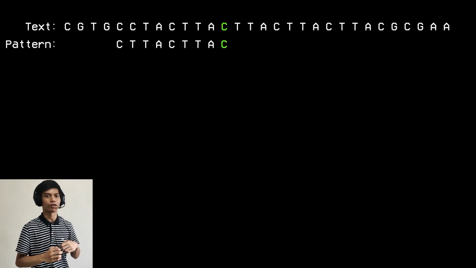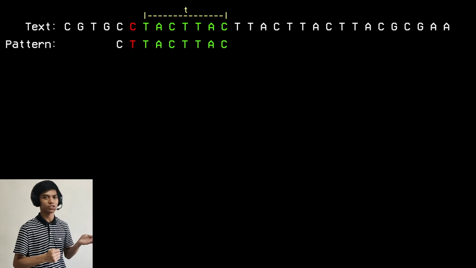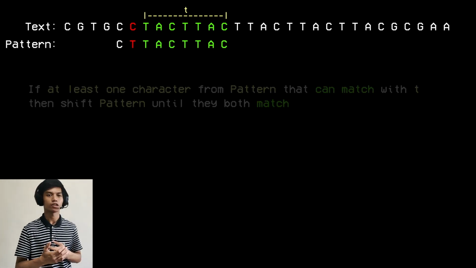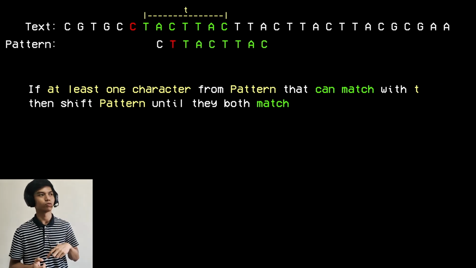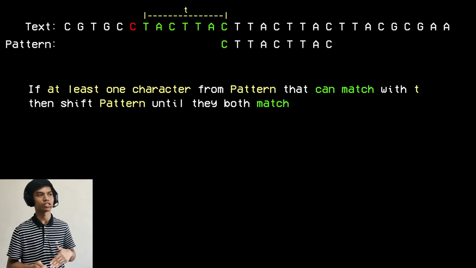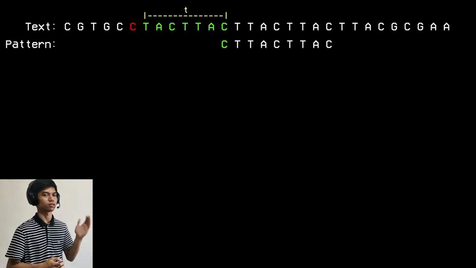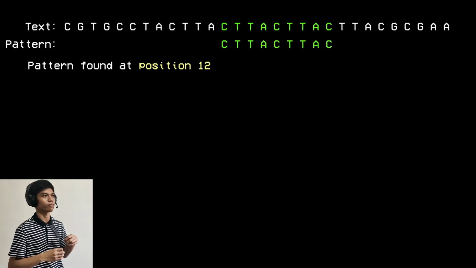So we start comparing again. We compare again from right to left, and as we can see, there are now more matches. Upon a mismatch, we let T again be the substring that is matched, and then we either shift the pattern until there are no more mismatches between the pattern and T, or the pattern moves all the way past T. But if there is at least one character in T that matches with the pattern, then we shift the pattern until that T matches with the pattern.